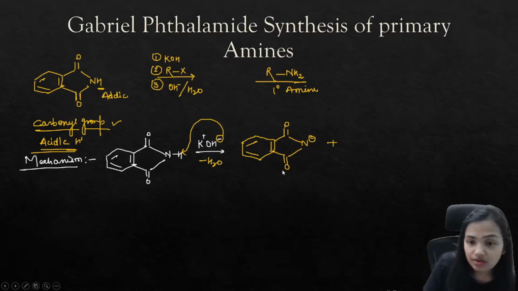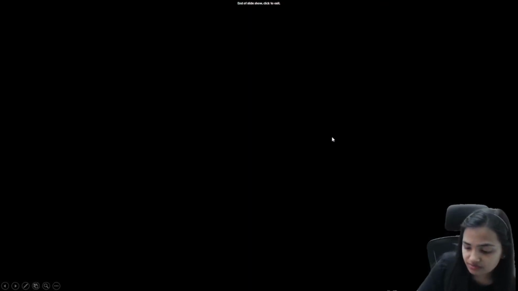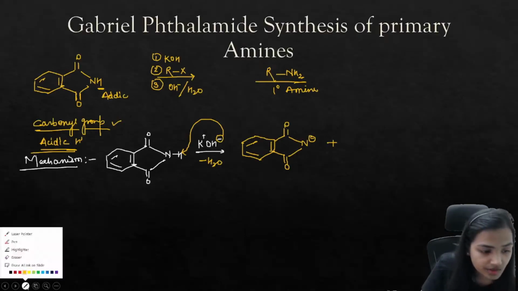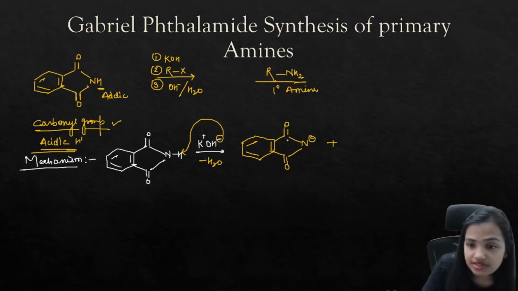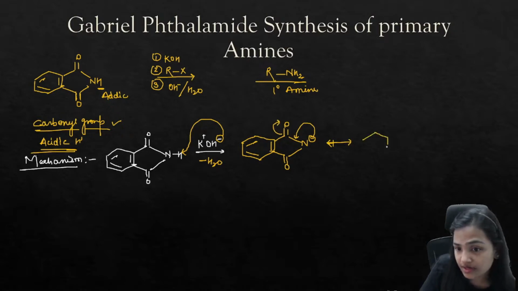Now if you are getting this as a conjugate base, you will say that ma'am, this is going to be the resonance stabilized molecule. You can do the resonance. This negative goes there, this bond goes there, and if you do the resonance, you will figure out you are getting O negative double bond N, and this is again going to be double bond O.